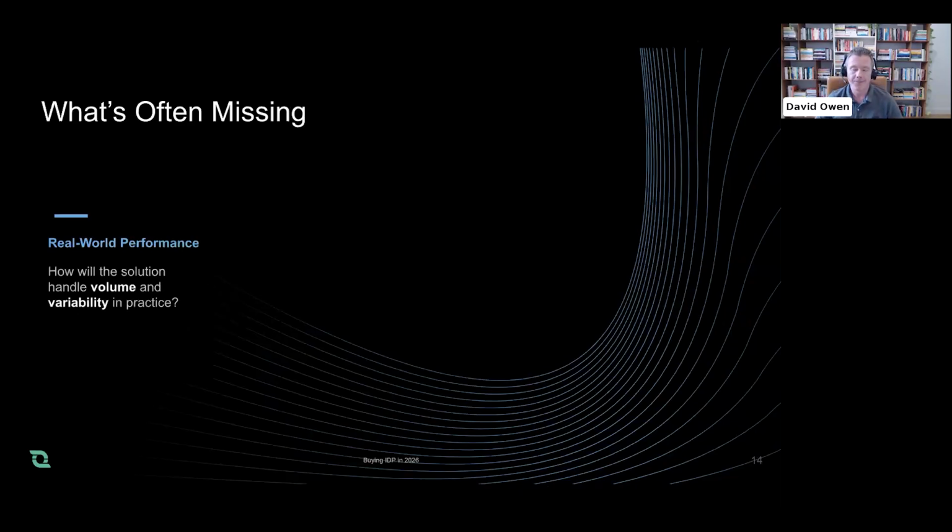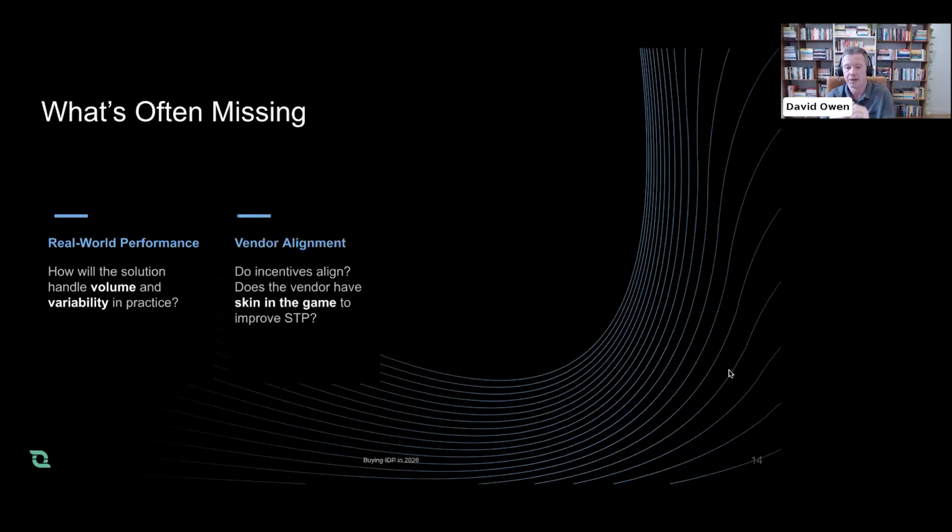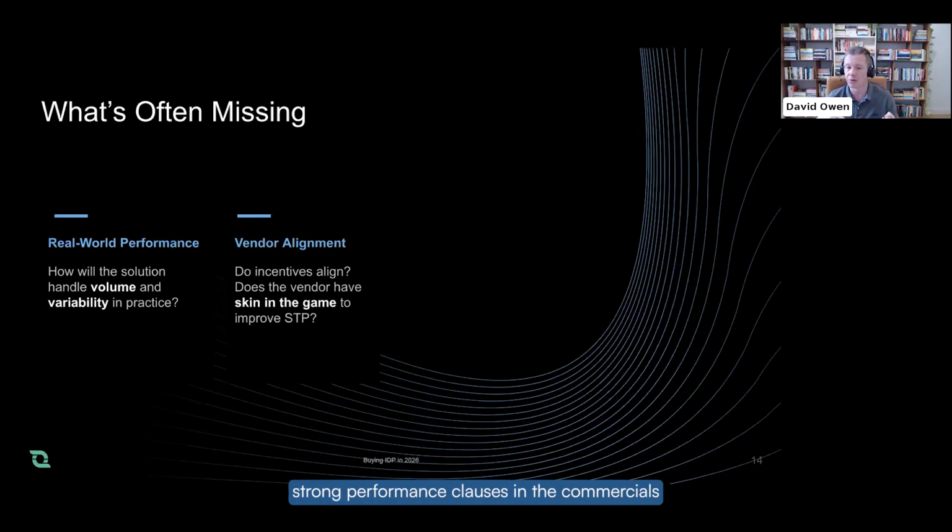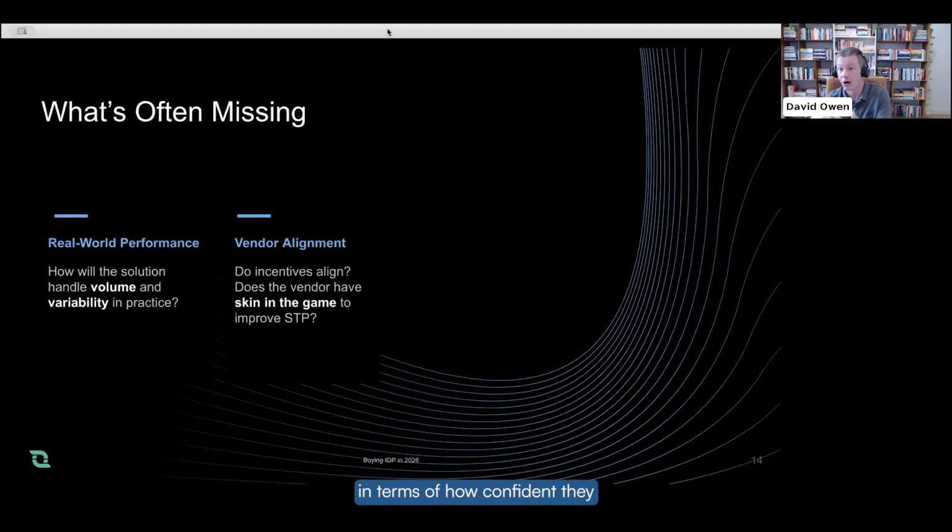A really important one for me that's often missed as well is, do incentives align between yourself and the vendor? So do they have skin in the game? For example, to drive STP at a certain accuracy rate. To me, it tells you a lot if a vendor's willing to put some pretty strong performance clauses in the commercials or in the contract in terms of how confident they are in the solution itself.